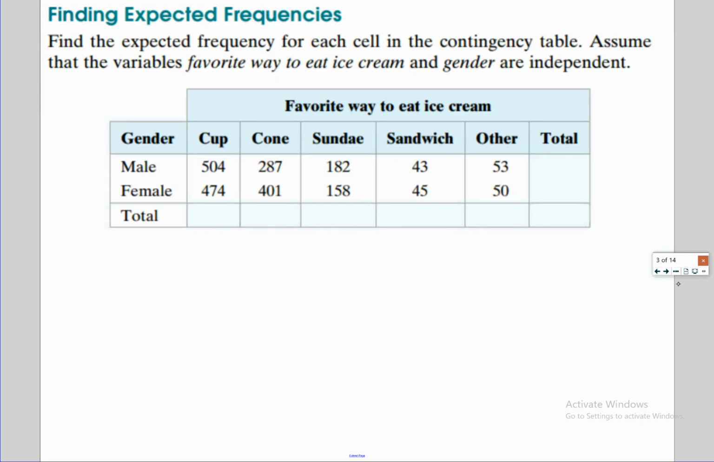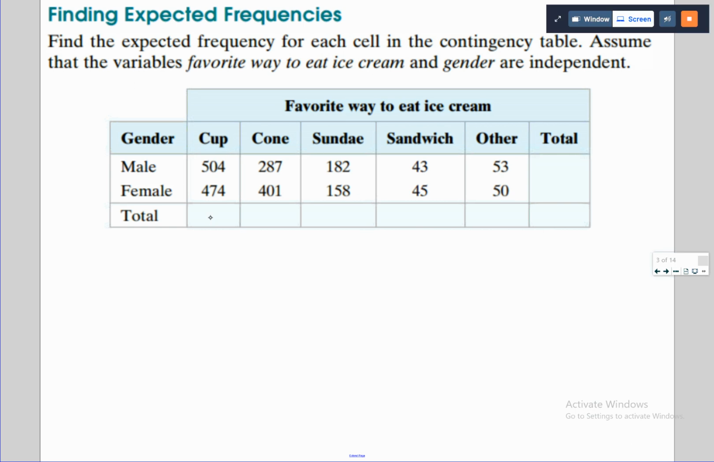It's going to look something like this. Here we are comparing favorite way to eat ice cream and gender, male and female. The first thing we need to do, if it's not already done for you, which it will be for some problems, is get the totals of each row, each column, and then the overall total, which is going to be our n for this. A lot of calculator stuff today. So add up all our rows and columns. You can double check that I do this right.